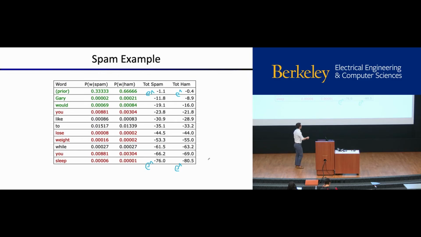And then we don't actually have to take the e to the whatever. We can just look at the log probabilities, because whichever one is bigger is going to be bigger when we take the exponential too. So we can eventually compute that the probability of spam given these words is 98.9. That's pretty spammy. Okay? "Gary, would you like to lose weight while you sleep?"